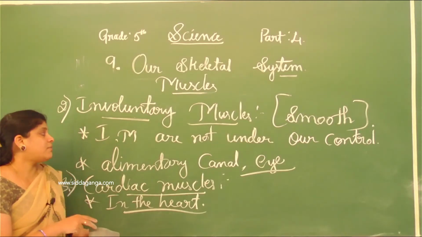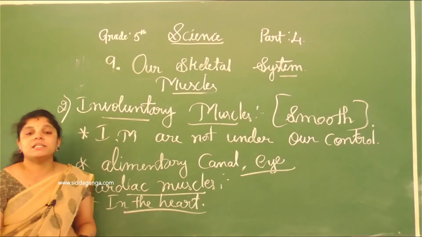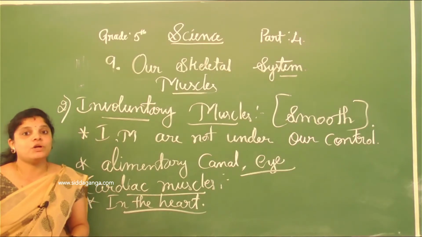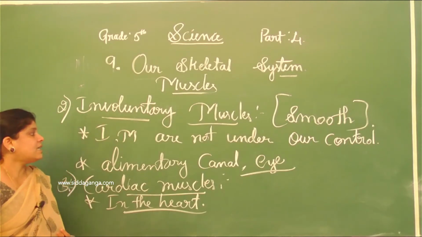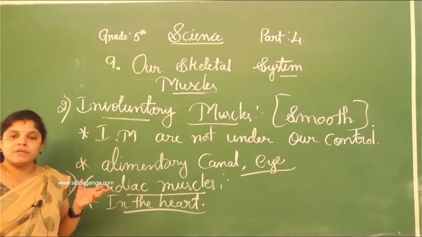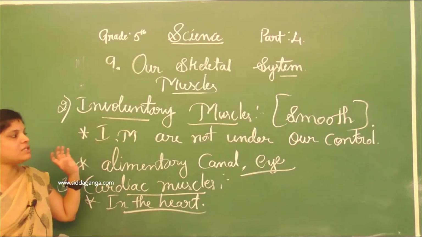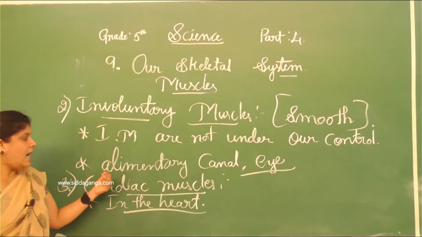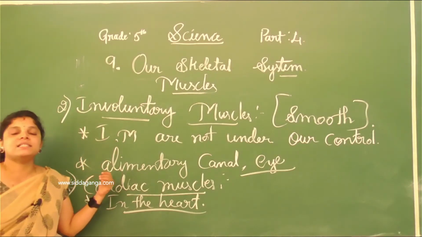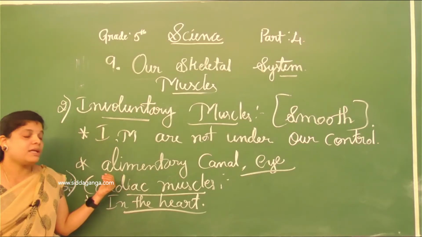Okay, so next one is involuntary muscles. See, involuntary muscles are also called smooth muscles. See, they are not under our control. And see, these involuntary muscles exist in the alimentary canal and also in the eyes.